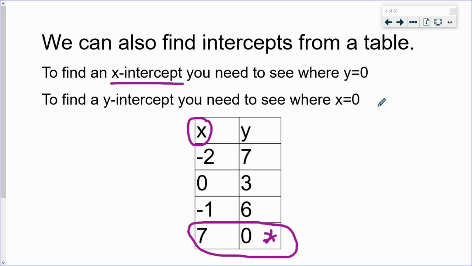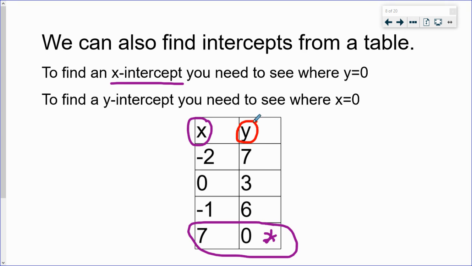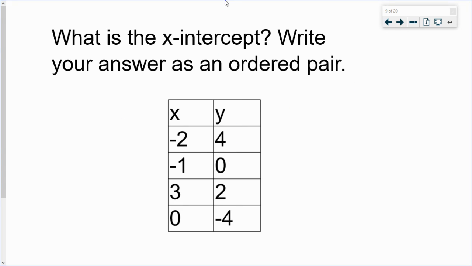To find a y-intercept, you would need to see where x equals 0. So to find a y-intercept, we want a number for y. When x is 0, y is 3. To find the x-intercept, we need to find out where y is 0. Our x-intercept would be -1, 0. To find an x-intercept, we want an x value where y is 0.